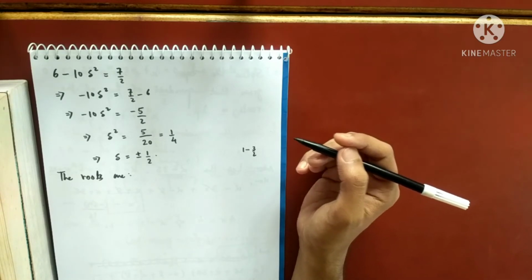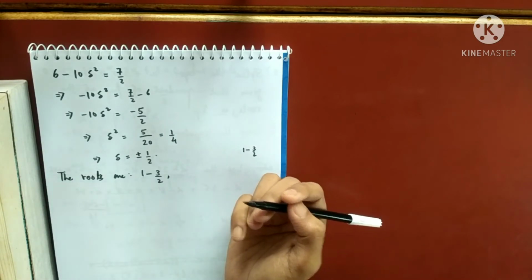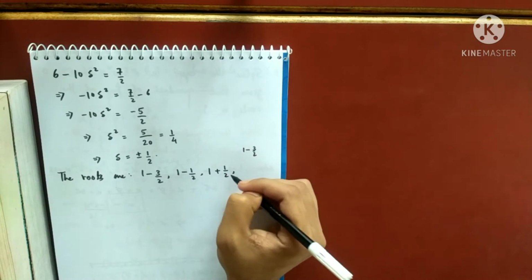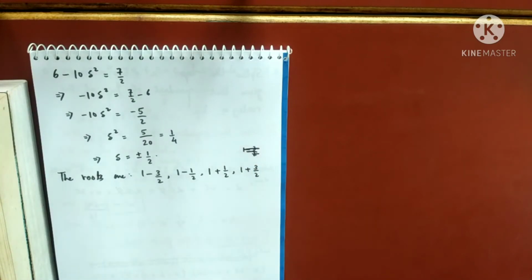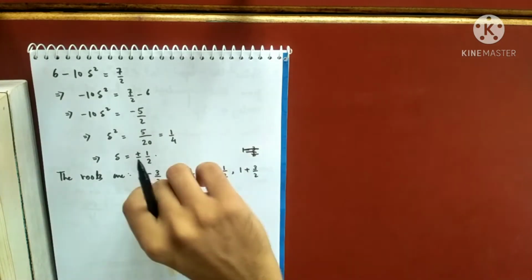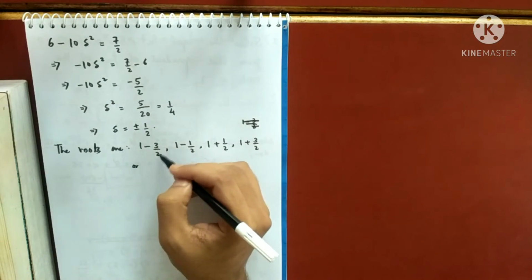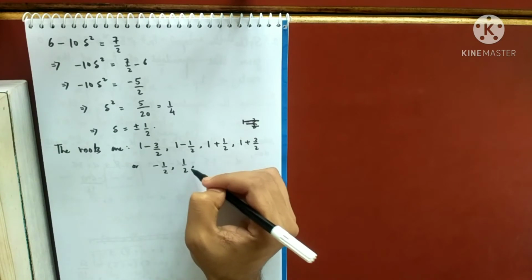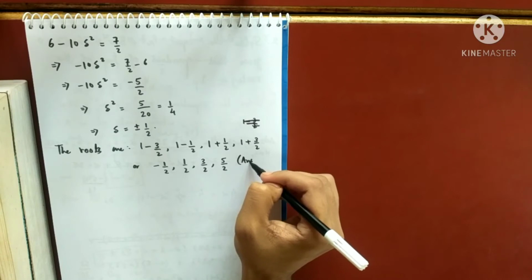So 1 minus 3 by 2, because the roots are alpha minus 3 delta, alpha minus delta, alpha plus delta, and alpha plus 3 delta. These are my roots. And by the way, when you choose delta equals minus half, this pattern will appear in the opposite direction. So writing any one is enough. So the roots are minus half, half, 3 by 2, 5 by 2. So these are my answer.